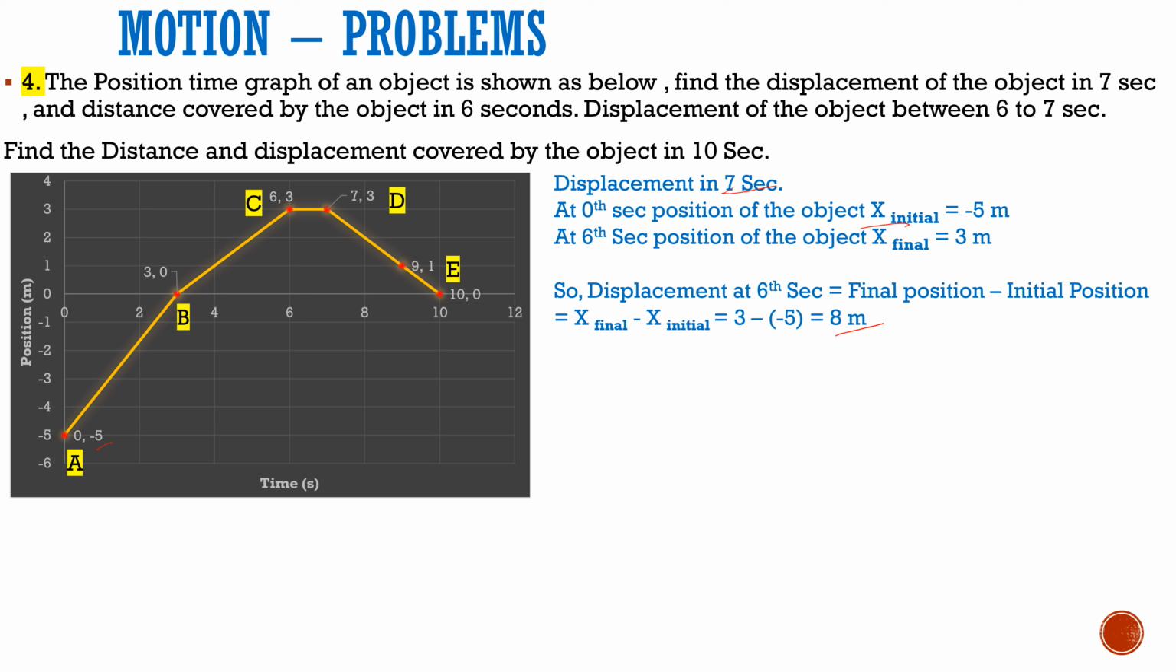Between 6 to 7, again we can calculate, but the position is again 3 only. So at the 7th second, the displacement is the same, 3 minus -5 only. So this is nothing but equal to the displacement at the 6th second. Okay, so this is the answer: whatever the displacement is at 6 seconds is the same as the displacement at 7 seconds. So let me erase this.